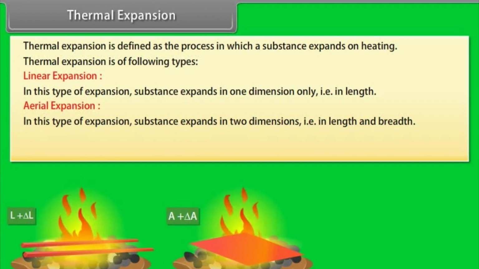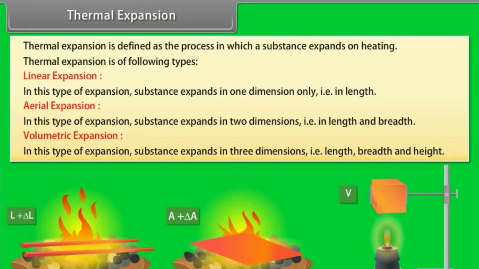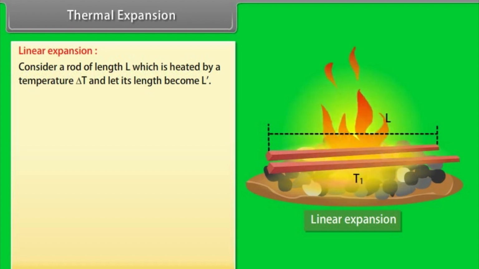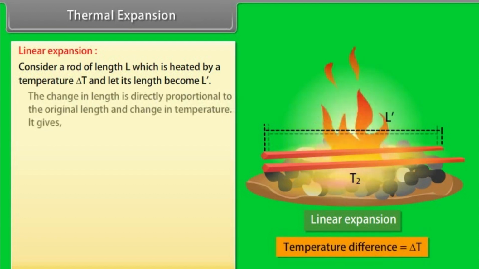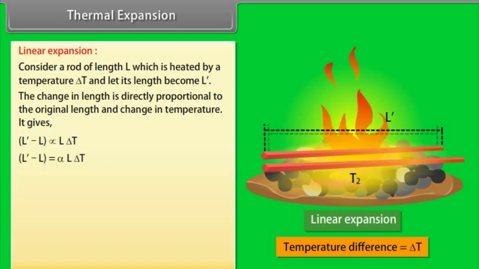Number 3. Volumetric expansion. In this type of expansion, the substance expands in three dimensions, that is, in length, breadth and height. Linear expansion. Consider a rod of length L, which is heated by a temperature delta T, and let its length become L dash. The change in length is directly proportional to the original length and change in temperature. It gives L dash minus L is directly proportional to L delta T, or L dash minus L is equal to alpha L delta T.